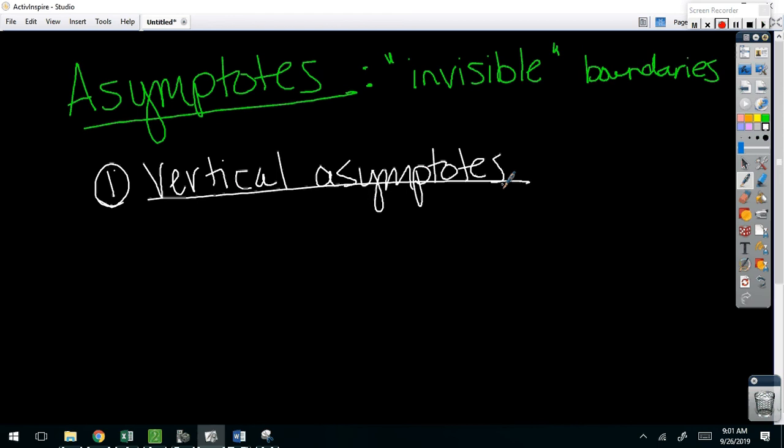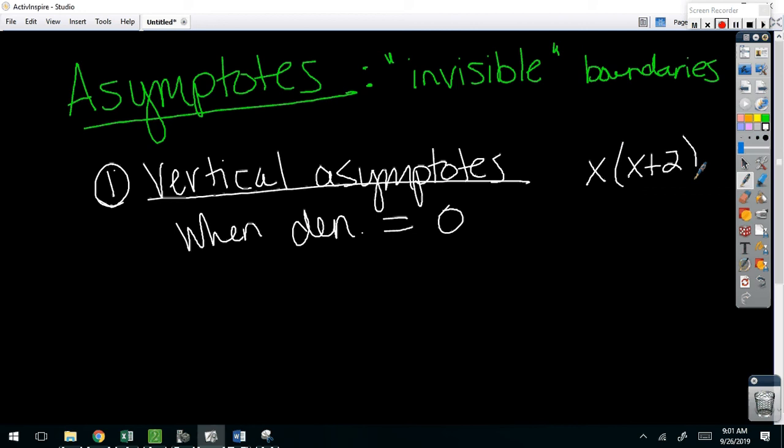All right, so these are happening when the denominator equals 0. Denominator equals 0. But it's not a removable one, remember we talked about that removable discontinuity? If I had x times x plus 2 over x times x minus 3, there are two different places here that cause the bottom to be 0. What are the two places?